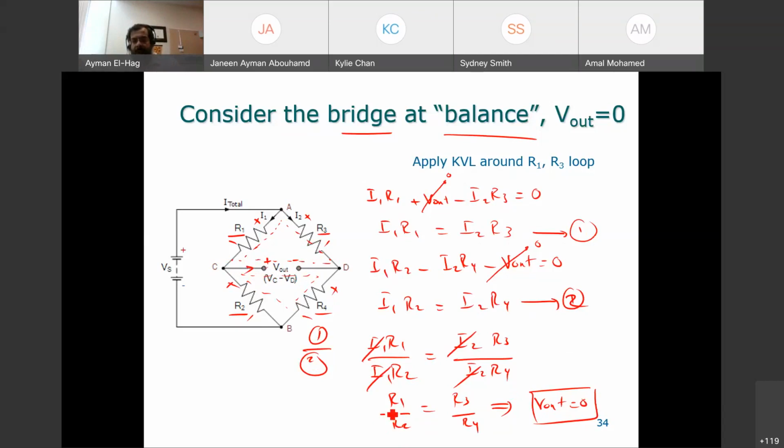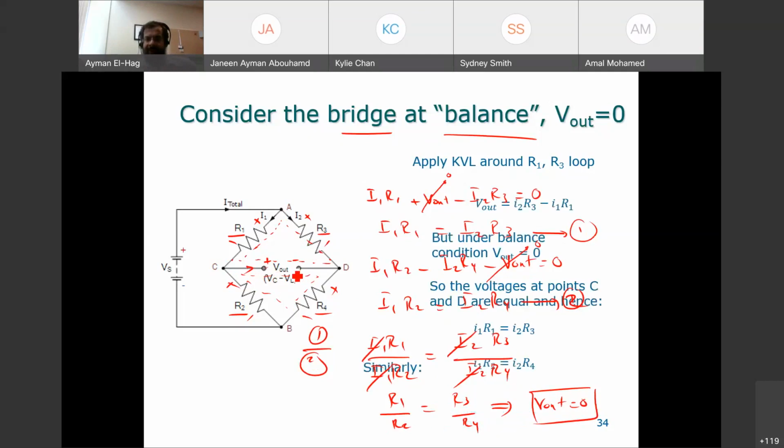Yes, we divide equation 1 by equation 2. Yes, this is what I did. I divide this equation by that equation. So if your bridge is balanced, then there is no current. And if I connect anything here, it will not be working. So this is the Wheatstone Bridge under a balanced condition.